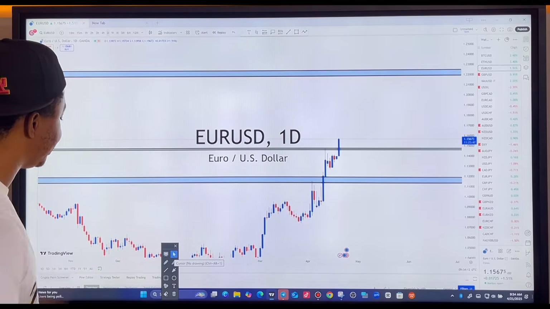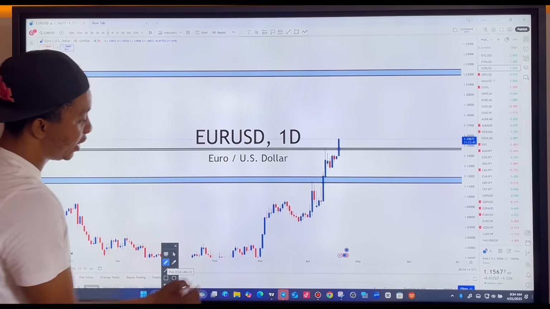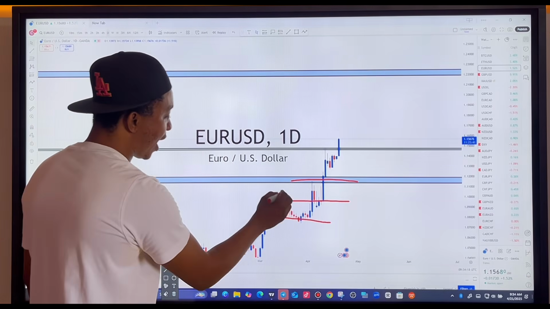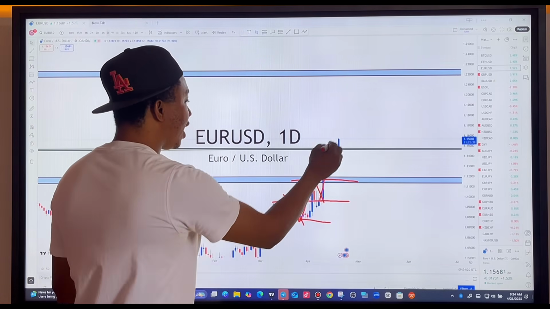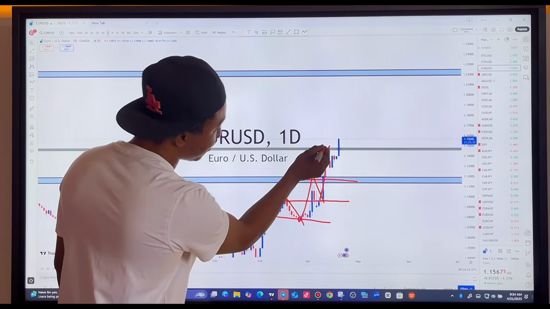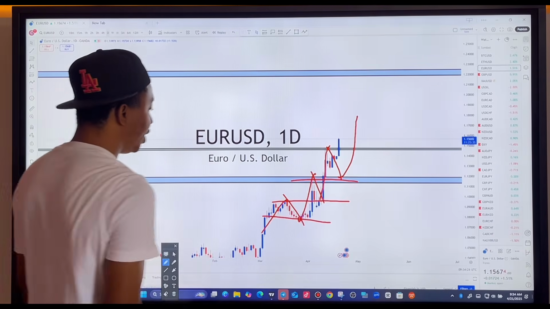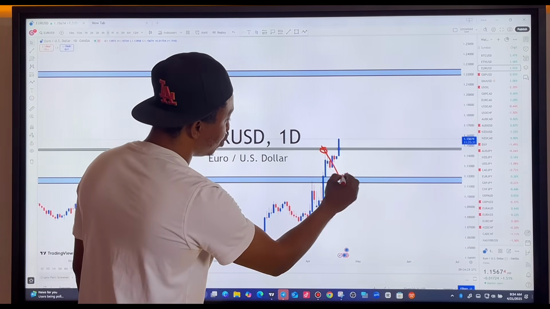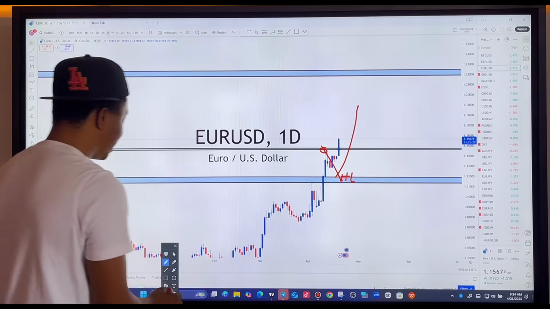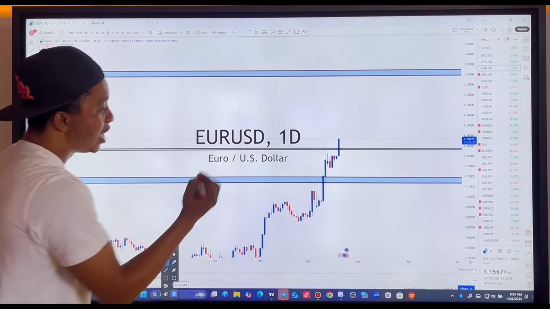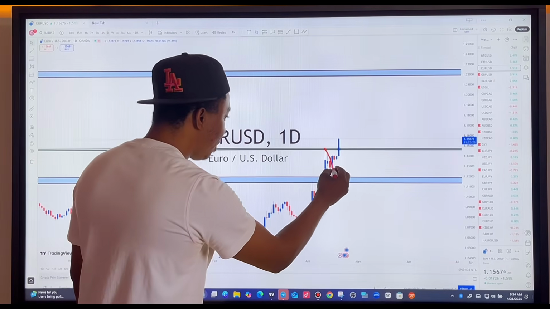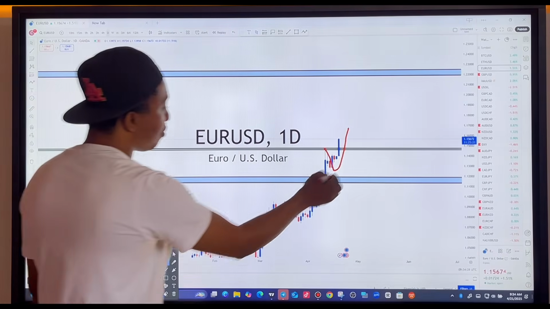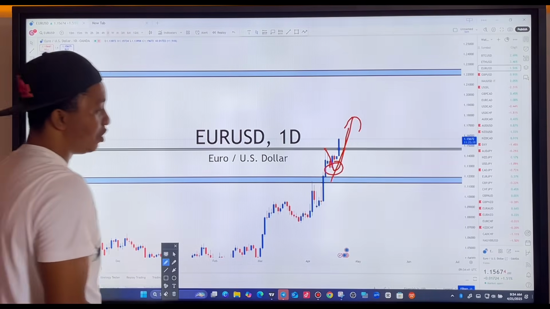Now Euro USD on the daily time frame, price was in an uptrend. It started from here. Okay, so we saw a higher high, higher low, a higher high, higher low, a higher high again. But price failed to give us a new higher low before going up. Why? Because the buy pressure was very strong. Sellers tried to give us a higher low, but buyers came in early and pushed the market all the way to the upside, indicating there's more buy pressure moving the market all the way to the upside.